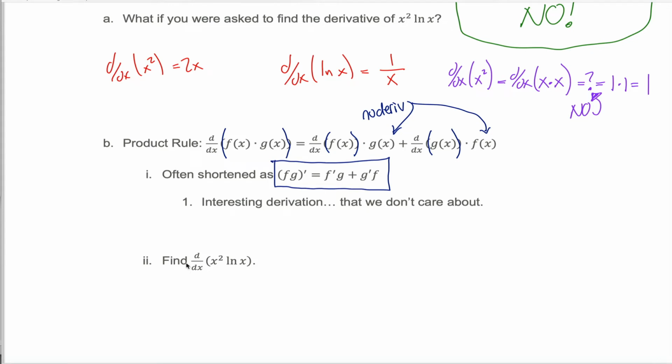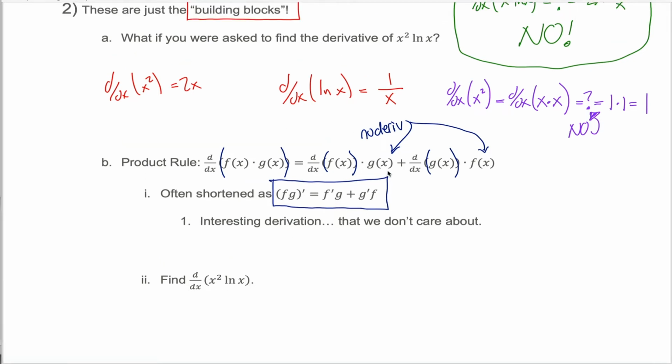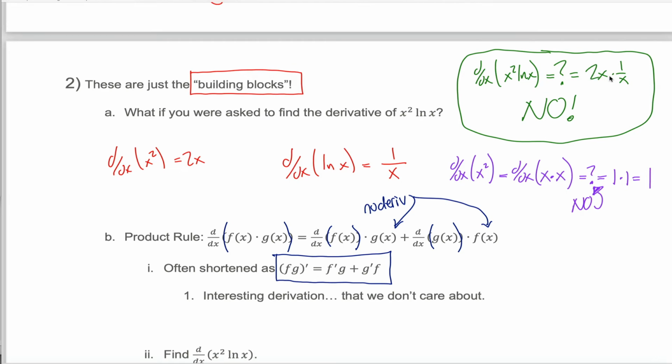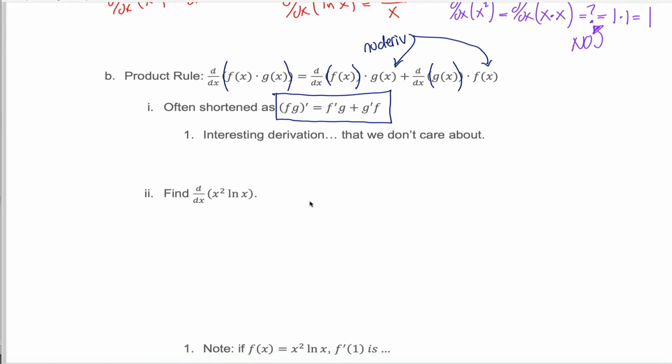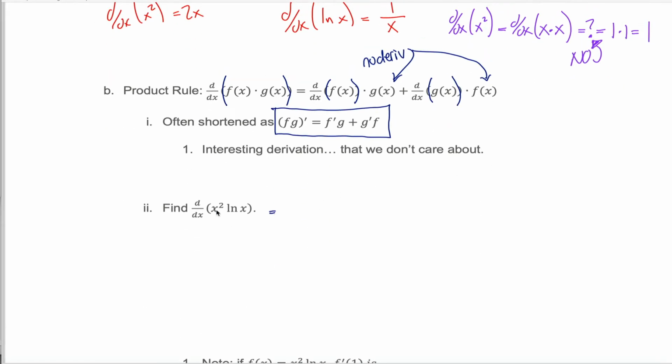So if you were asked to figure out the derivative of x squared times the natural log of x, you would absolutely not say that it's 2x times 1 over x. What you would instead do is be like, all right, I got to take the derivative of the first thing, there's the 2x, then I got to leave the second thing alone, natural log of x. Then I have to add to that the derivative of the second thing, the derivative of natural log of x is 1 over x, times leave the first thing alone, x squared.